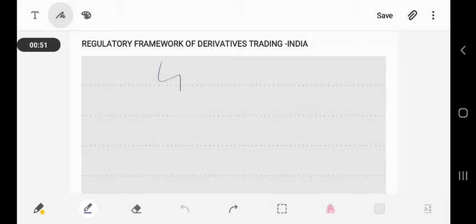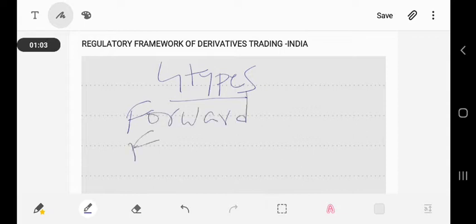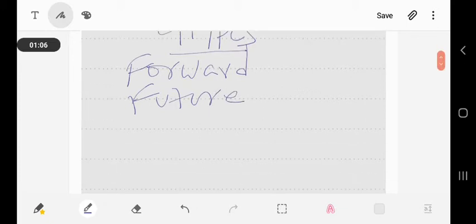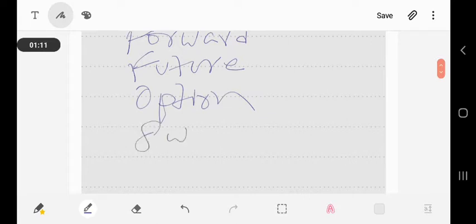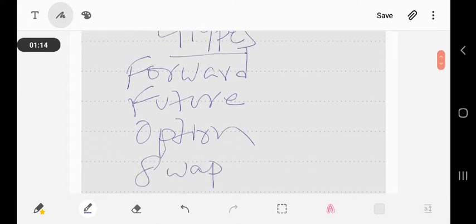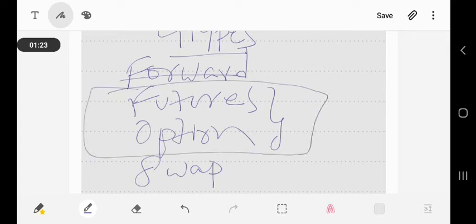In derivatives there are four types of products. The first one being forward, second one being future, third one being option, and finally the fourth one being swap. Now in this, forwards are the OTC traded derivatives. Futures and options are the most popular derivatives, and swaps are those derivatives which are raised if there is any need.